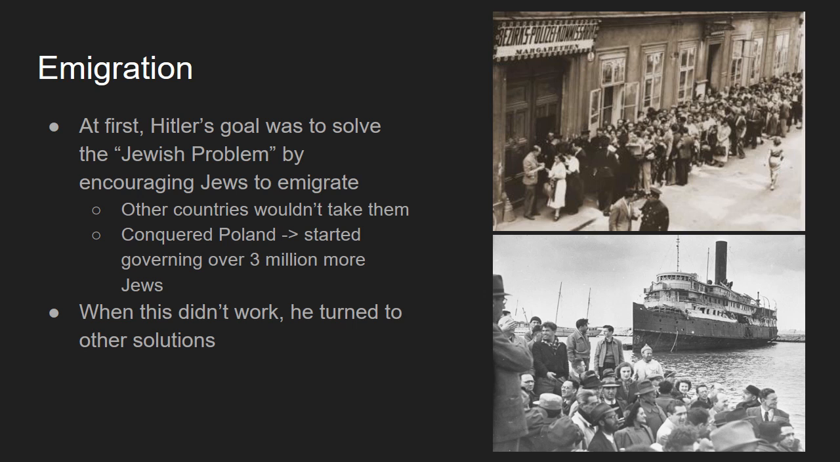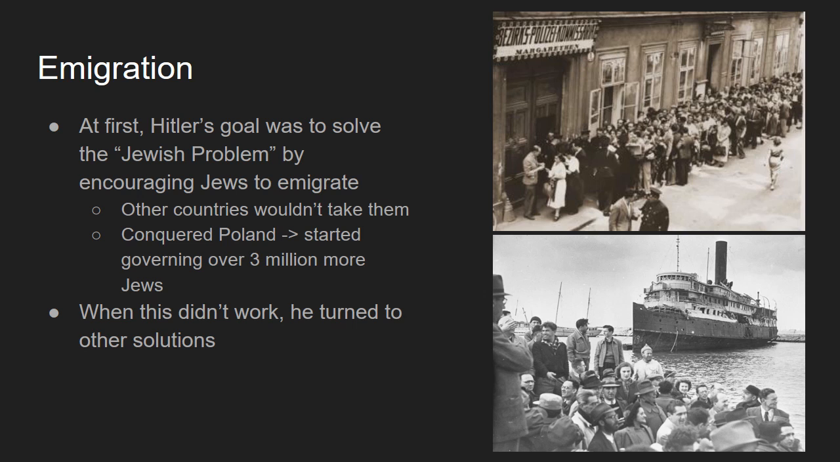And this was actually Hitler's initial goal. Hitler's goal with what he termed the Jewish problem was that he was going to rid Germany of Jews by encouraging them to immigrate elsewhere, by making Germany as unhospitable as possible. However, there were some problems with this plan. Other countries often wouldn't take them or would only take a certain amount of them. This included allied countries like the United States and Britain. The US turned away entire ships carrying Jews who were seeking refuge in the United States.